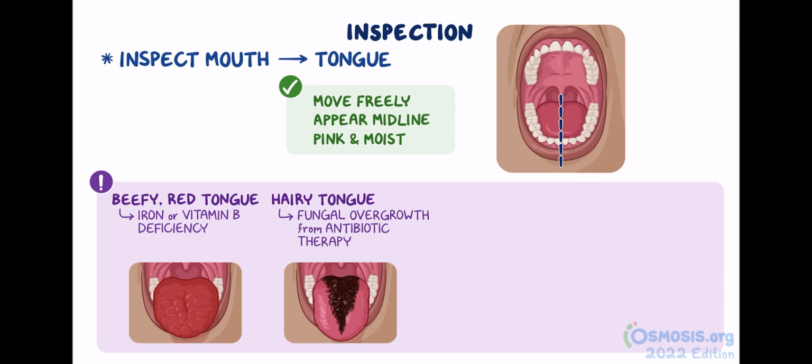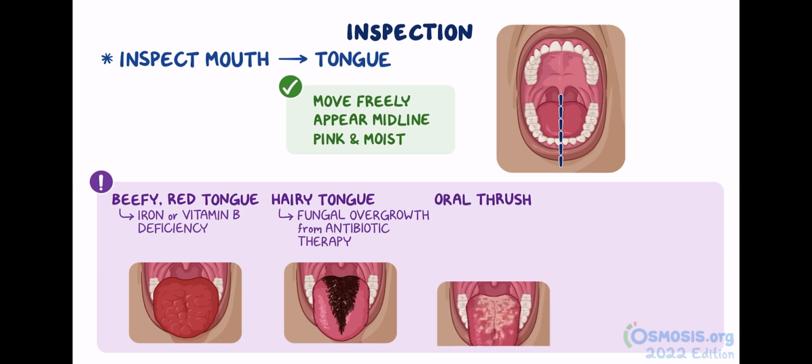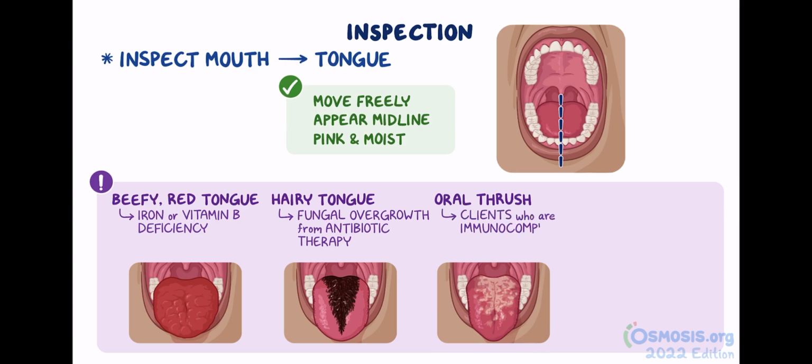Another tongue abnormality is oral thrush, which appears as white, cottage cheese-like lesions on the tongue and oral mucosa, commonly found in clients who are immunocompromised. Thrush occurs as a result of an overgrowth of candida in the mouth and can often be wiped away, leaving a reddish area or bleeding behind.